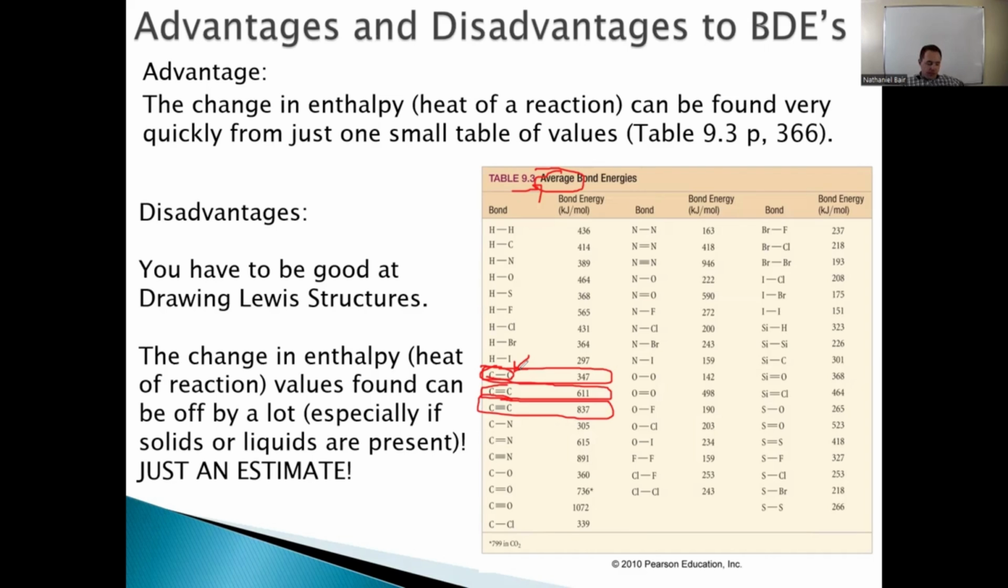How far off can these values be? They can be off by up to about 5%, which is not great if you really, really want to know the values.